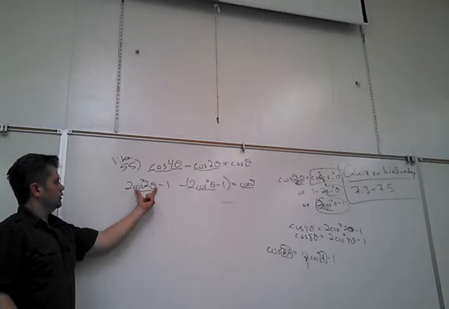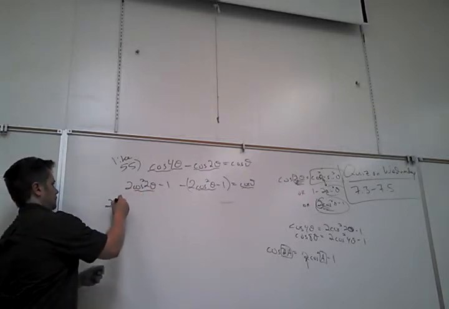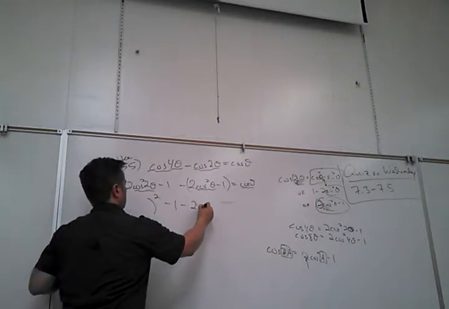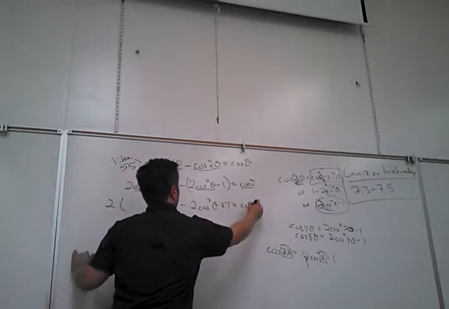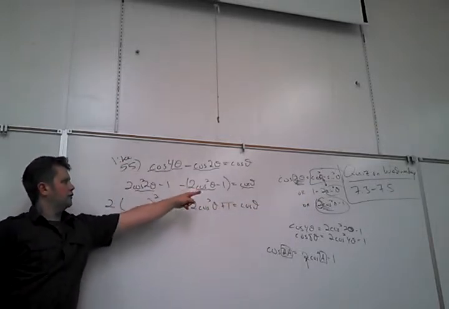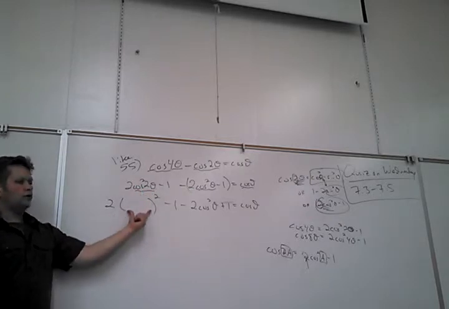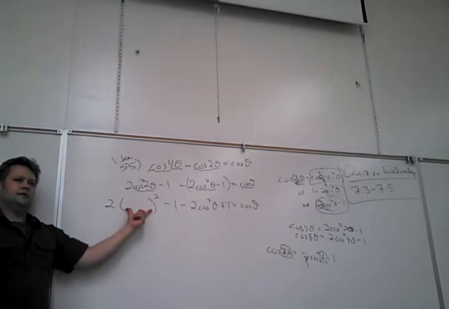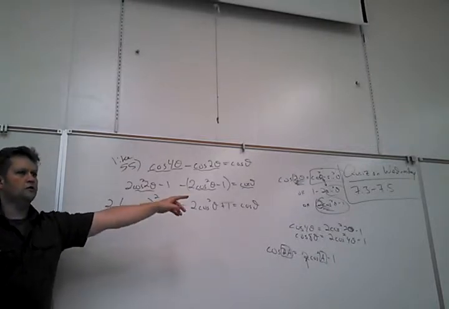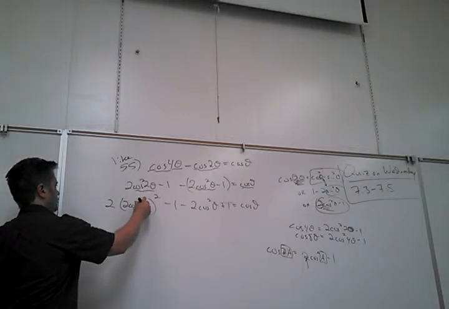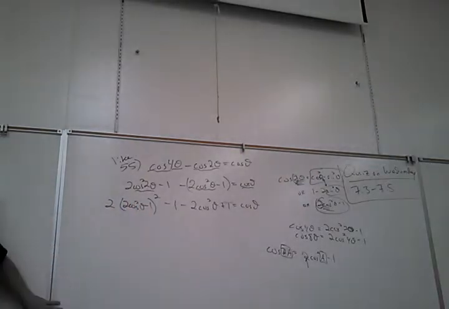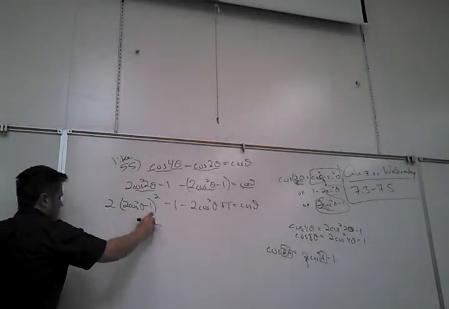Yeah. Now what do I have to do here still? Brought that negative through. This is cosine 2 theta squared. And cosine 2 theta is 2 cosine squared theta minus 1. Looks awesome. So then you got to FOIL this out.